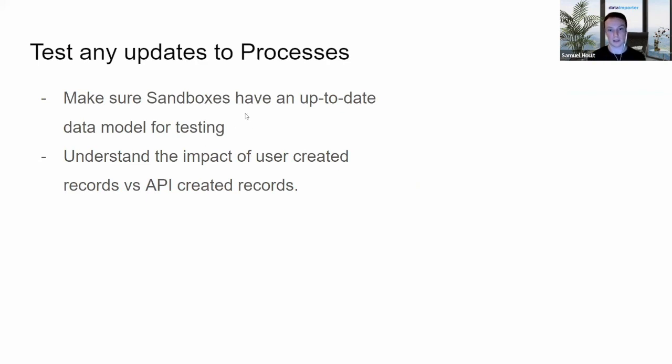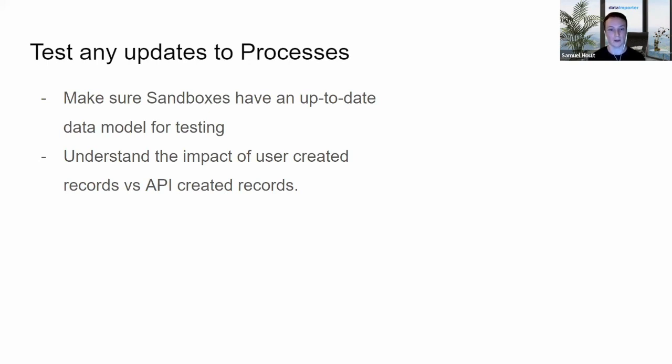Testing any updates to processes. So I showed this one already with the duplicate rule and the process builder clashing. But that's where having a sandbox that is up to date with an accurate data model is really important for testing. So ensuring that you actually have complete and accurate data within the sandboxes that you're doing your testing in will make sure that any deployments that you do are actually going to work as expected.